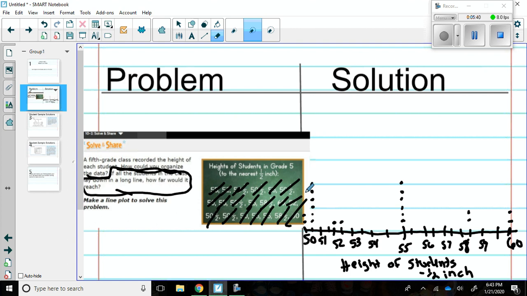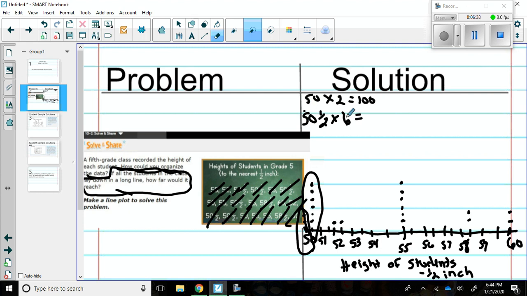Now, the next question says, if all the students lay down in a long line, how far would it reach? So this makes me think I'm finding the total of all their heights. So I'm going to have to do a lot of adding and some multiplication to figure this out. The first thing I want to do is add this first row of 50, which I have 2. So 50 times 2 equals 100. My next row is the 50 and a half, which I had 1, 2, 3, 4, 5, 6. So I had 50 and a half times 6. So I know that 50 times 6 is 300.